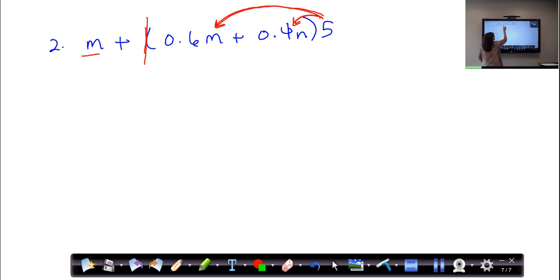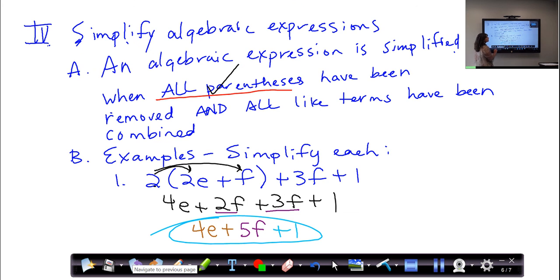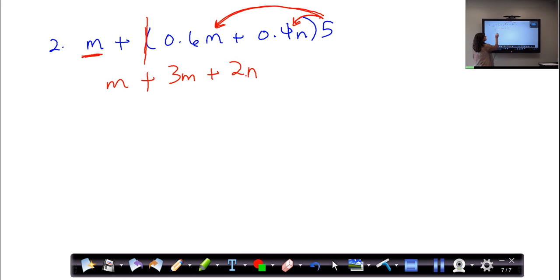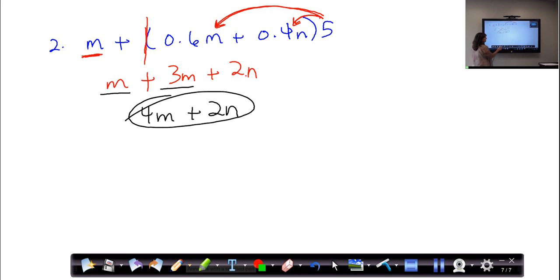But when I take this 5 times a 0.6, that gives me 3. And when I take a 5 times a 0.4, that gives me 2. So I've got 3 m's and 2 n's, but remember, don't forget this m that's out front. He's still there. Now, recall that I also need to combine all those like terms. So I'm going to say, well, I have an m and a 3m. Those will combine to be a 4m. Here's that 2n, and remember, these are not like terms because they don't have the same variable, so that's as good as that will get.